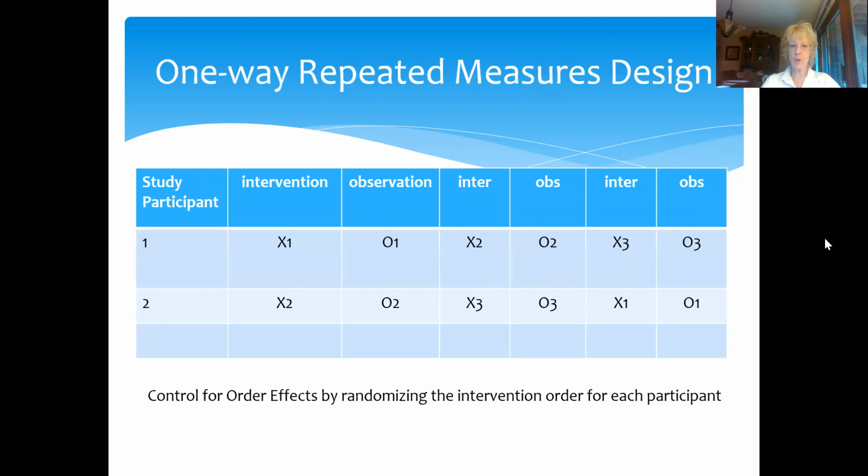You also can do a one-way repeated measures design. And in this one, you will see that you have study participants, and then people are randomized to get the intervention or the control, and then have the outcome measures, and then get intervention 2 and intervention 3, and then the outcome measures, intervention 3 and intervention 1. So you alternate who's getting what in what order, and this allows you to also have a randomized control trial.